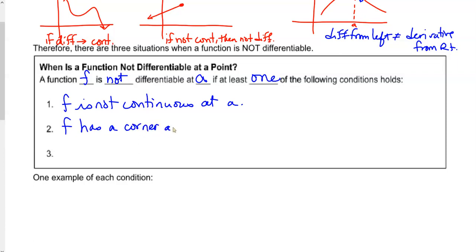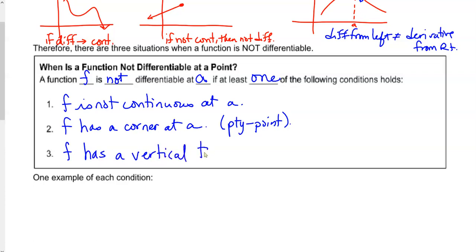Second, if f has a corner at A. That's what your book calls it. Grisham calls it a pointy point, and that's my abbreviation for it. Okay? If it has just a sharp point in the function, it is not differentiable at that point. And third, if f has a vertical tangent at A. Okay? Those are the three conditions that hold true for a function to not be differentiable at A.